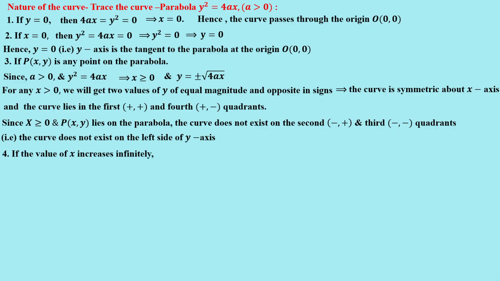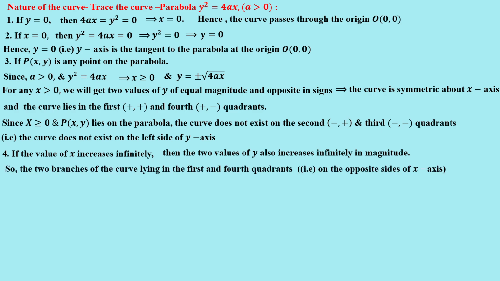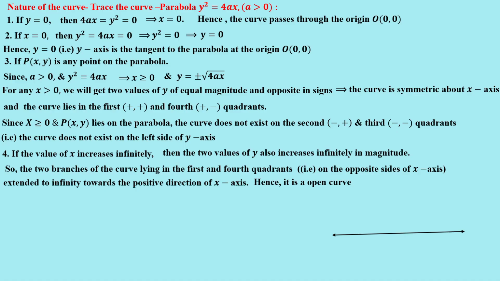Fourth, if the value of x increases infinitely, then the two values of y also increase infinitely in magnitude. If x tends to infinity, then automatically y tends to infinity. So the two branches of the curve lying in the first and fourth quadrants, that is, on opposite sides of the x-axis, extend to infinity towards the positive direction of the x-axis. Hence it is an open curve.